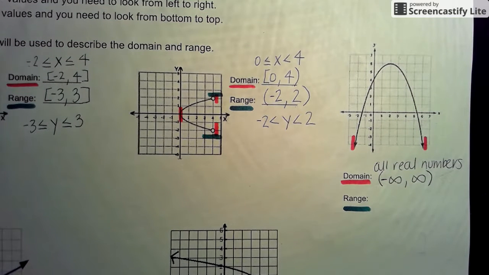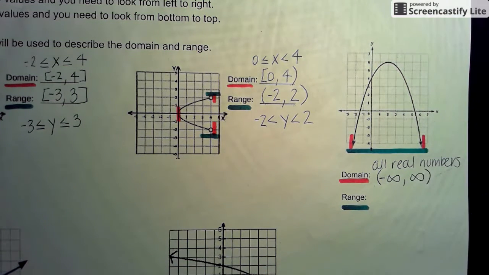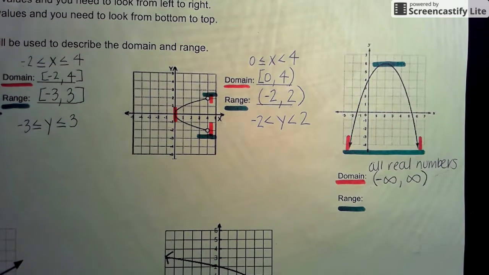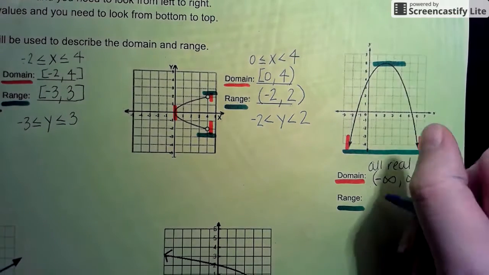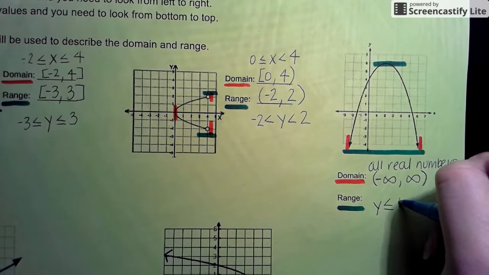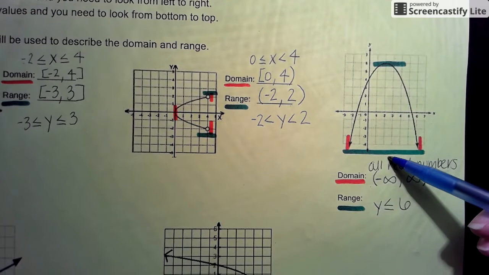Now my range is a little bit different because I'm going to go bottom to top. If you notice, my range is at the bottom, so it's by the arrow, so I don't know when that's going to end, but it does end up here, and it does include the value 6. So it's all y less than or equal to 6. So all my y values are less than or equal to 6.